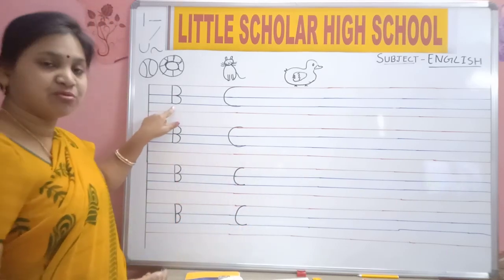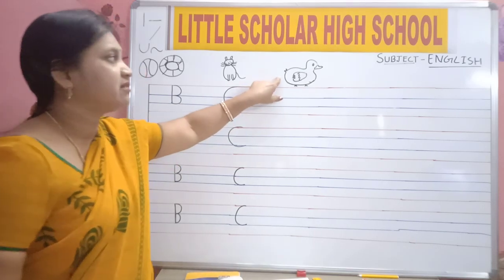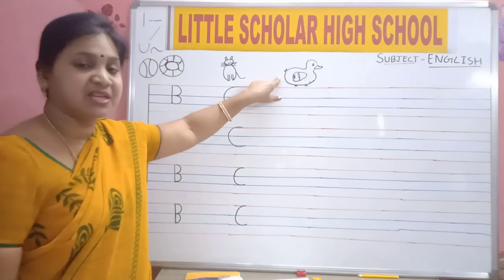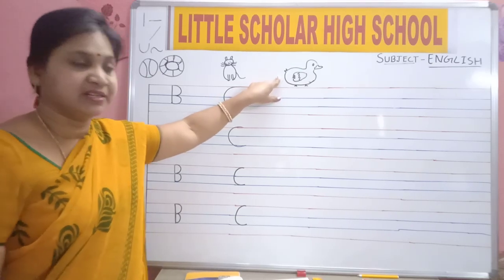Understood how to write B? Understood how to write C? Now we will learn one more letter. What is this picture? See the picture and tell me. Duck. D for duck. D for duck.